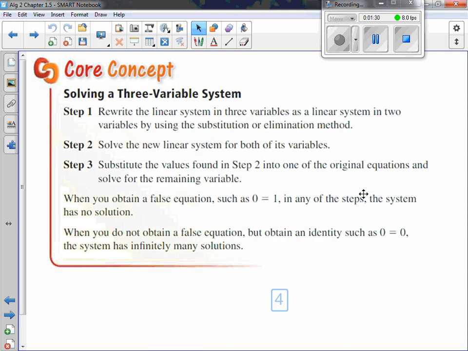Now, solving a 3-variable system of equations. Step 1 is going to be to rewrite. We're going to rewrite the system in 3 variables as a linear system in 2, using substitution or elimination. Then we're going to solve the new linear system for both of its variables, substitute, and go there. Really, we're going to use substitution or elimination twice, because we're going to first pick a variable that we're going to eliminate, remove from both equations, and we're going to do it again, and then work backwards.